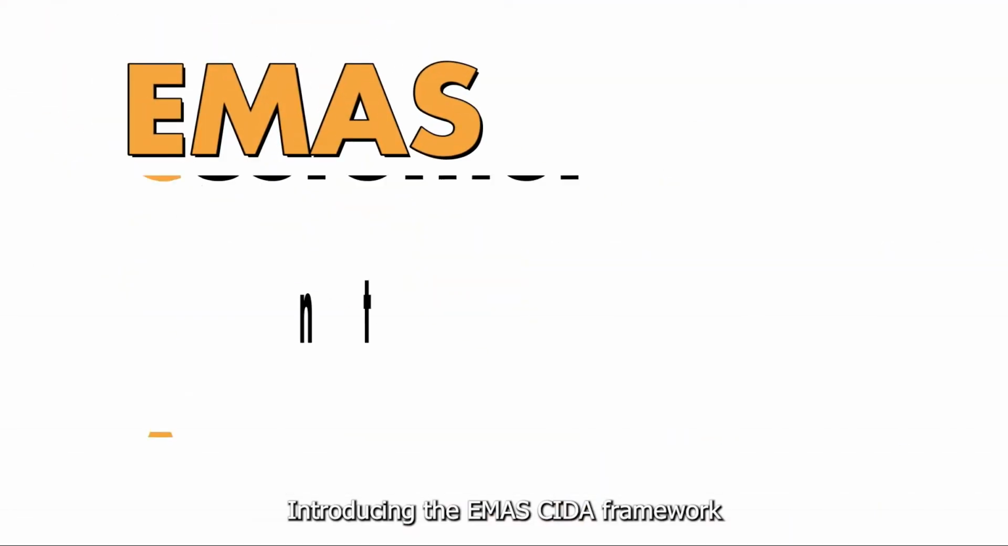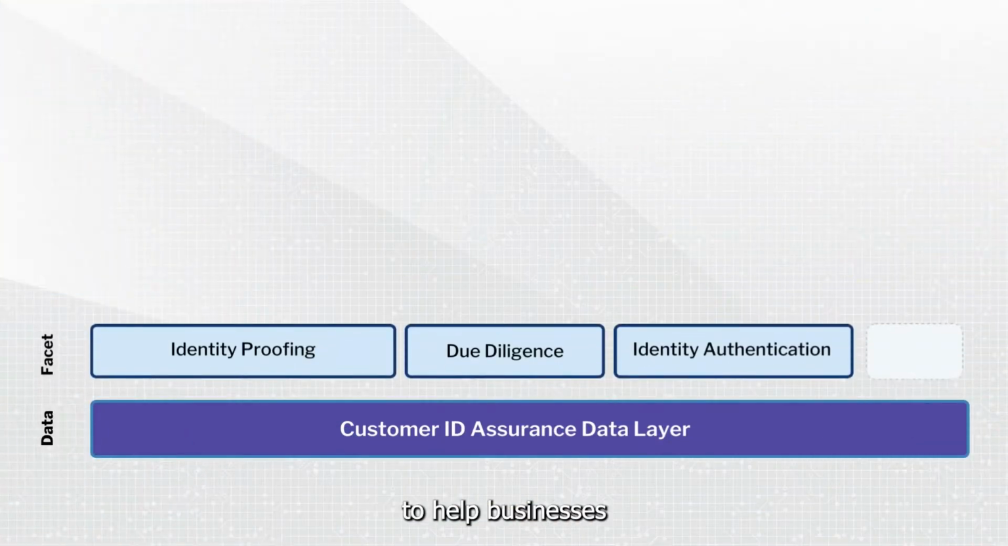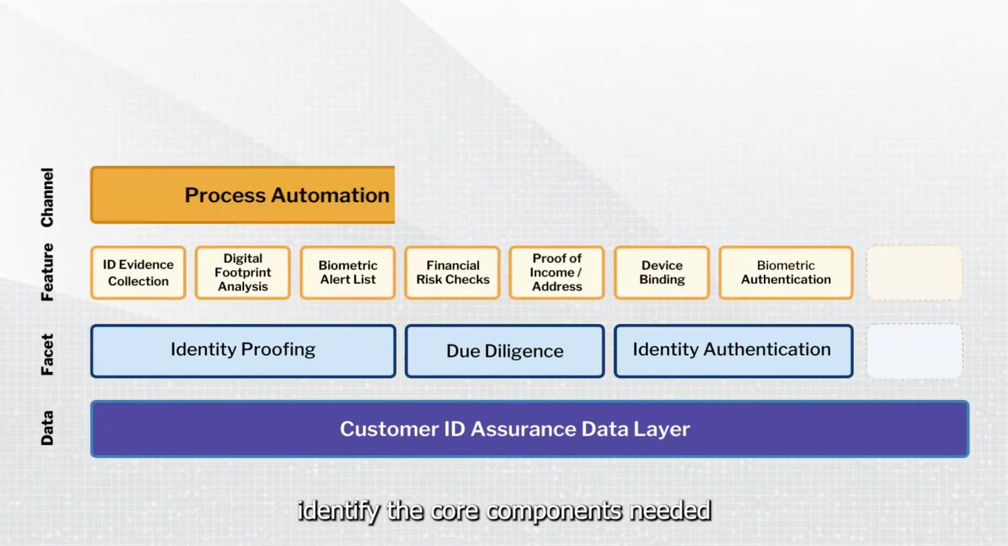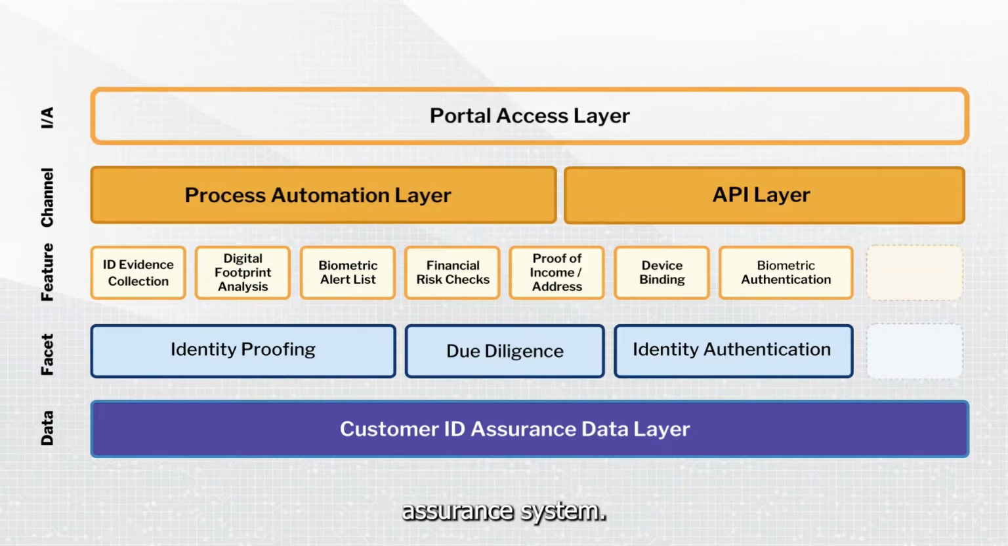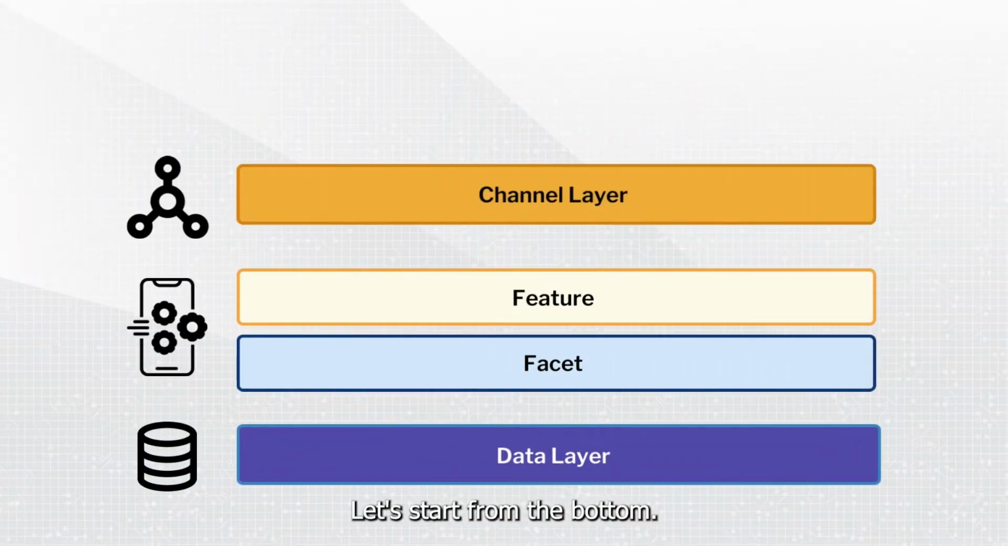Introducing the EMAS CIDA framework. At Innovative, we designed this framework to help businesses identify the core components needed to set up and scale an ID assurance system. EMAS CIDA is broken down into 5 layers. Let's start from the bottom.